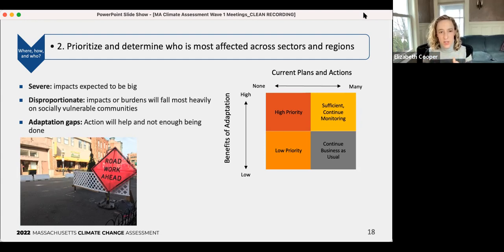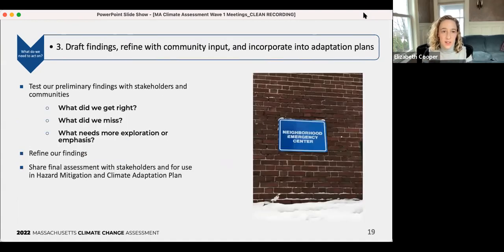And finally, adaptation gaps. Where has there not been enough funding or action in order to adapt, and where will additional attention really help? And you can see that's what this graph on the right side of the screen refers to. In cases where there are many benefits to adaptation and when there's not enough current planning and action, that's an indicator that we need to be putting more attention there. And then third, again, the technical team will develop draft findings and say, this is what the model suggests we need to be attending to most in that adaptation planning phase.